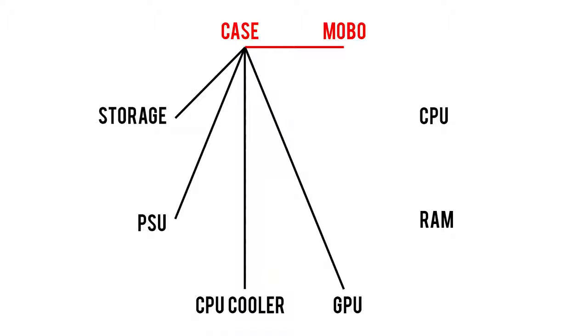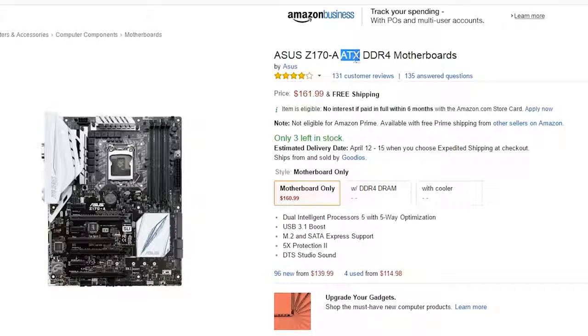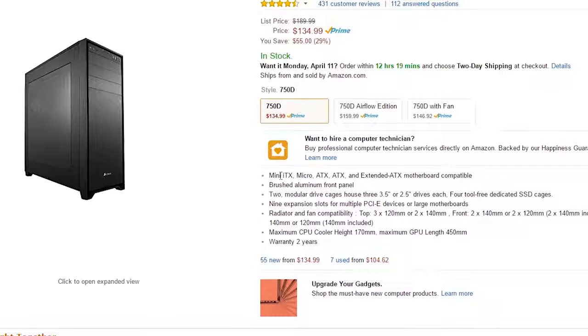So for starters, the relationship between cases and motherboards is pretty simple. Motherboards come in a number of sizes or form factors, but the most common ones from smallest to largest are Mini ATX, Micro ATX, ATX, and Extended ATX, or EATX for short. Once you know what kind of board you're dealing with, you can look on a case's product page to see what types of boards it supports.